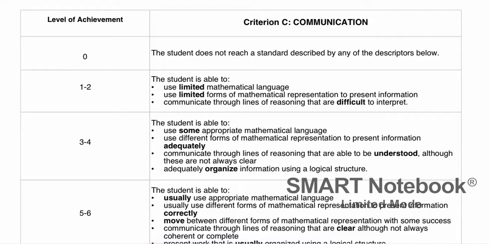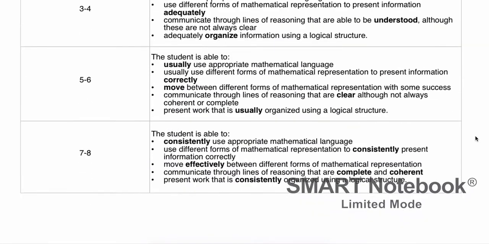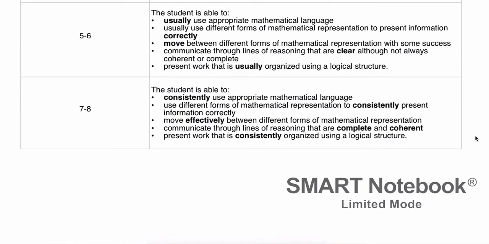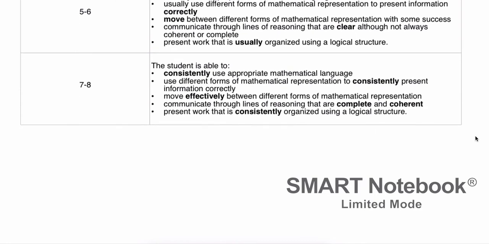Hello students, today we are going to talk about preparation for communication assessment in mathematics. So here we have the rubric for criterion C, communication, and we are going to straight away jump to level 7-8 because that's what we should aim for, right? Alright, let's have a look. What are the requirements, what are the strands that we need to pay attention to in communication?